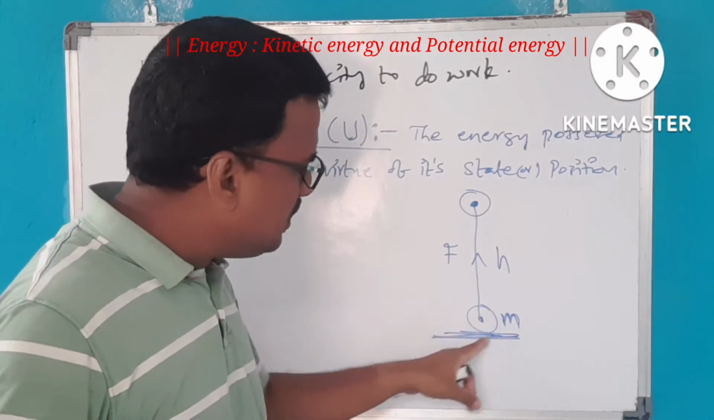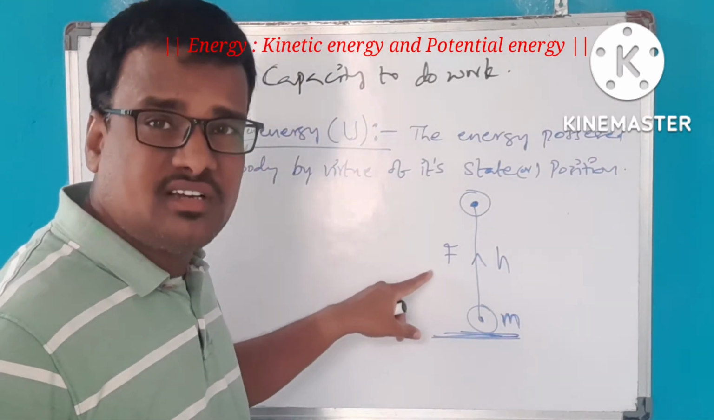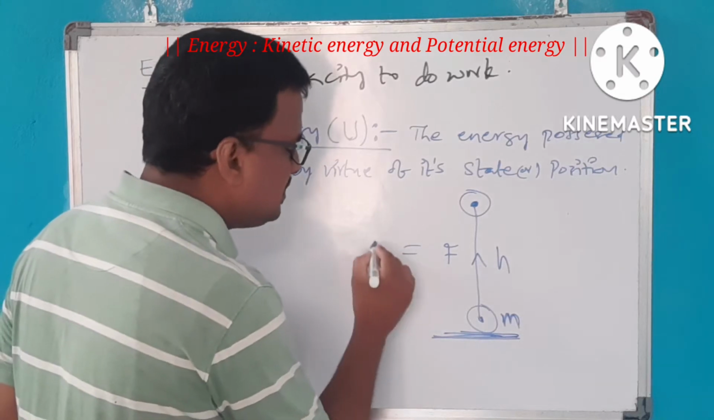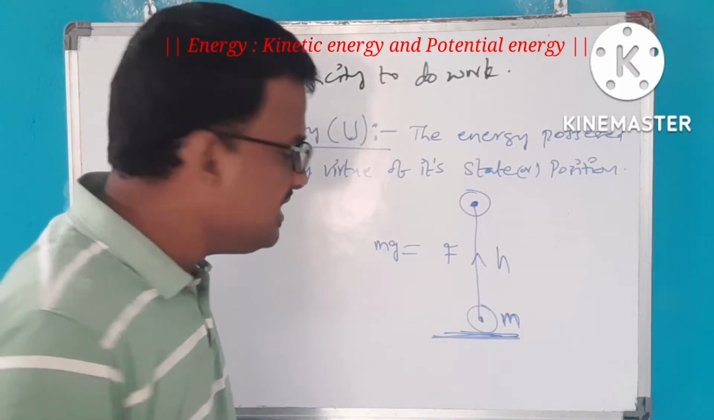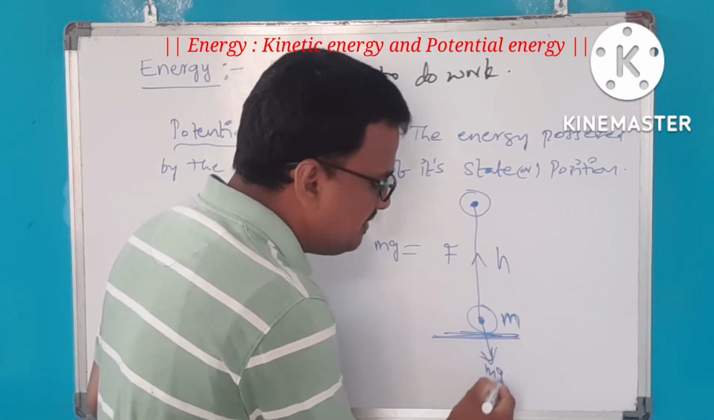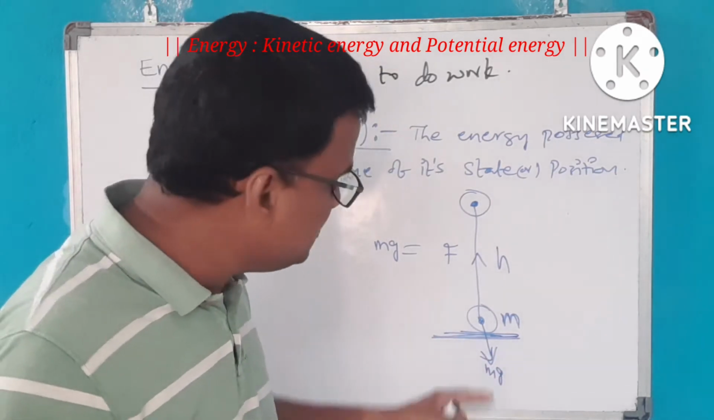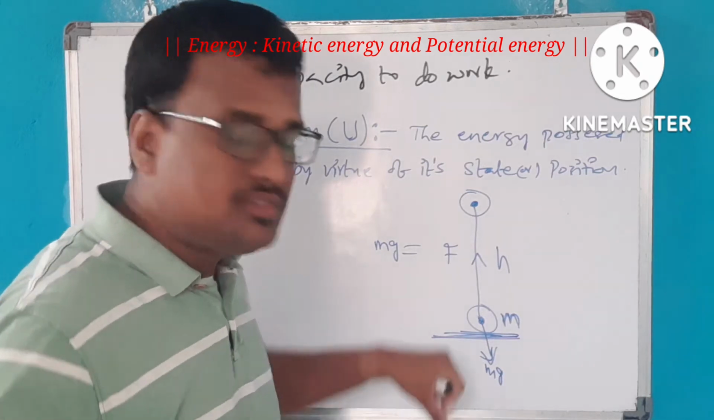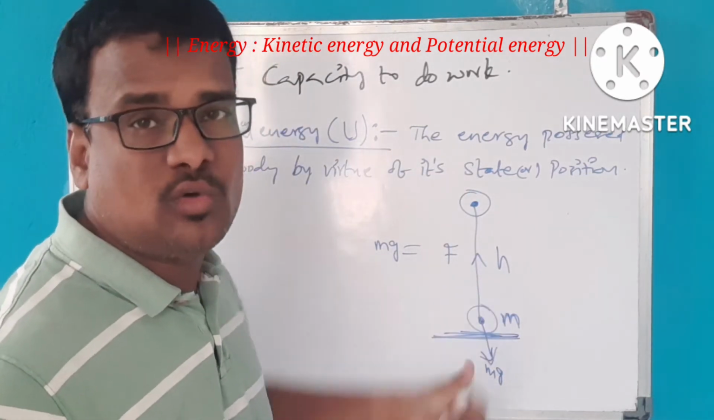Then the body, so here force is how much? Force equals mg. Why? Because the total weight of the body, so the weight of the body is how much? mg. So the total weight of the body is applied in the downward direction.